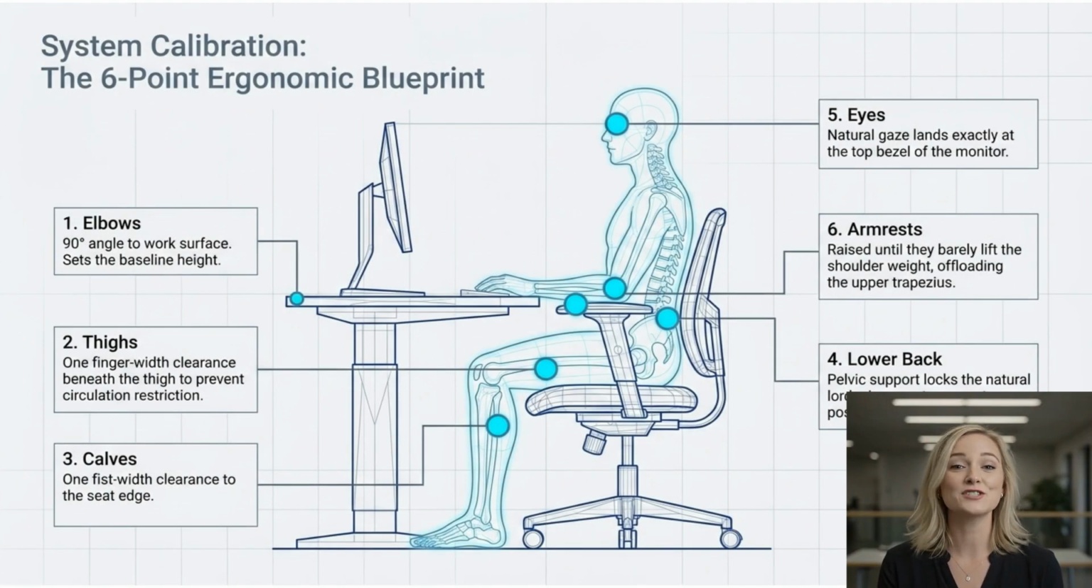System calibration involves the 6-point ergonomic blueprint for optimal seated posture. Key points include setting elbows at a 90-degree angle, ensuring proper thigh and calf clearance, supporting the lower back, positioning the monitor for natural eye gaze, and using armrests to offload shoulder weight.